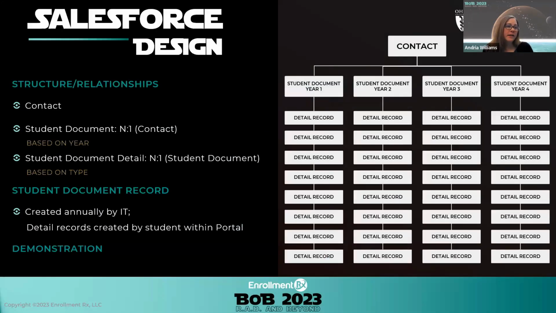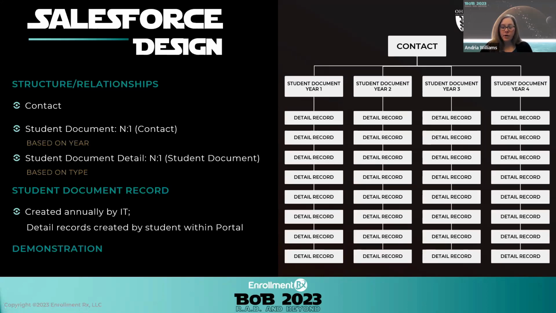So the first area that we focused on was the Salesforce design, and this is the structure. All of our student records are a contact record. Then we created a student document master record for each OMS year. So for year 1, 2, 3, and 4, they had one master document. Then there were detail records for each document type. For each upload they did, it was a separate child record to the main student document.